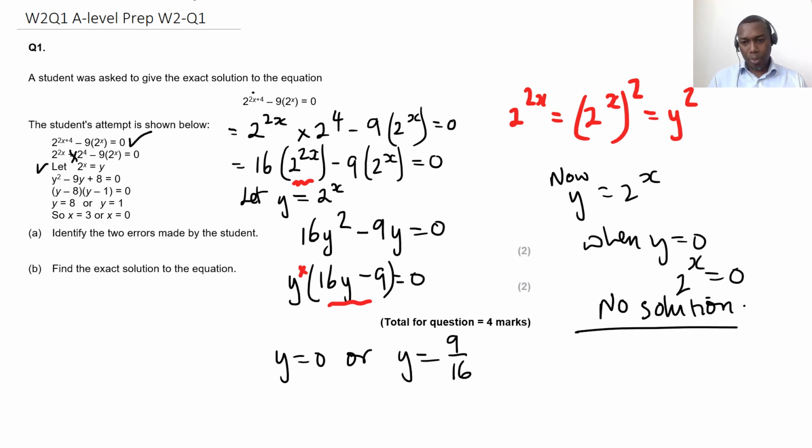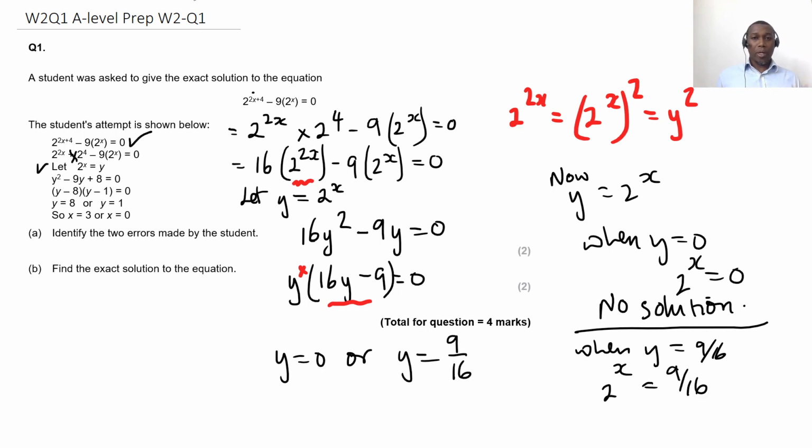We can ignore that, but I have to be careful. You can't just say you ignore it. You will state that there's no solution. Make it clear you're doing a substitution. And now let's deal with the second situation. When y equals 9 on 16, we have to think: some number 2 to some power is going to give me 9 on 16.